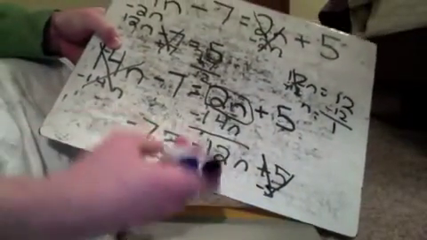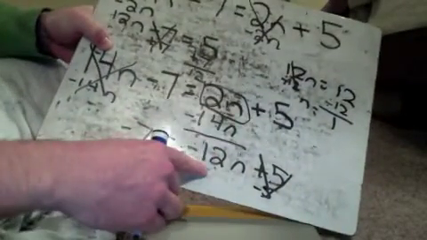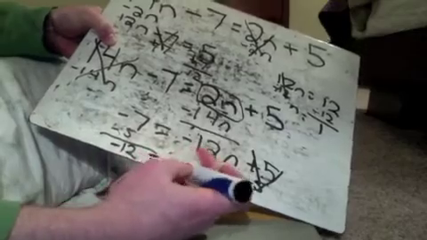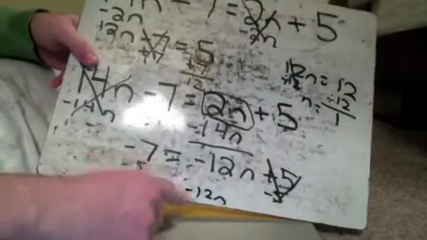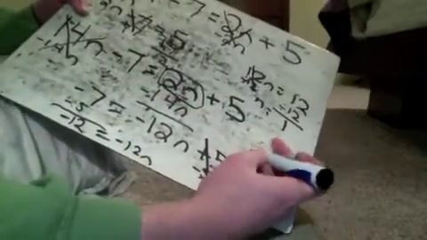So now my problem looks like this. Negative 12 equals, over here I still have negative 12n. And if I do the division on that, if I divide by negative 12 on both sides, I'm going to get n equals 1, just like I got at the top. Okay. So whichever way or whichever side you decide to put the variables on, it doesn't matter, as long as you're always doing the same thing to both sides.